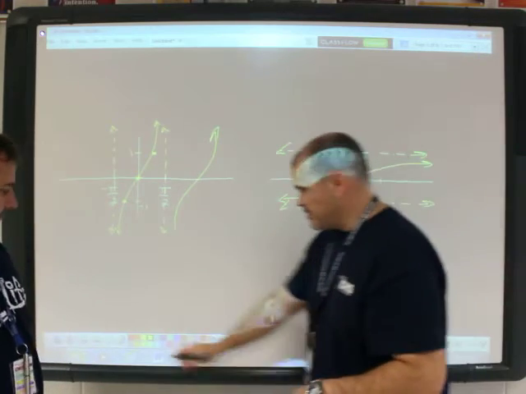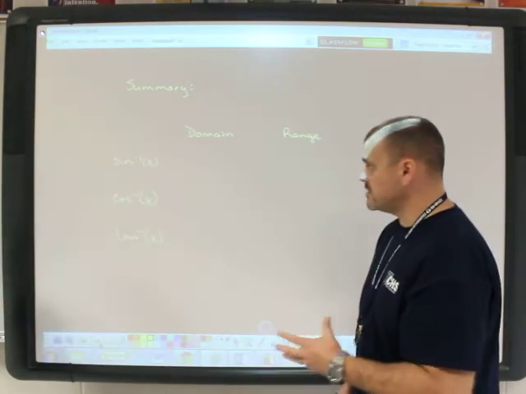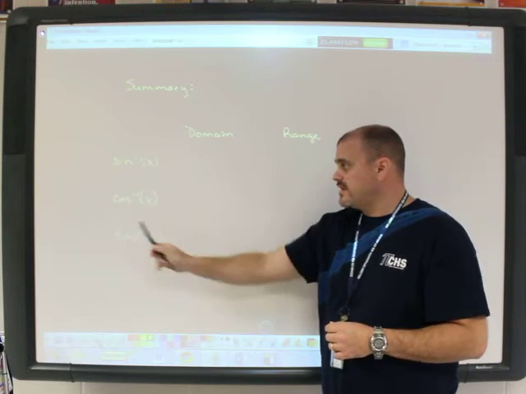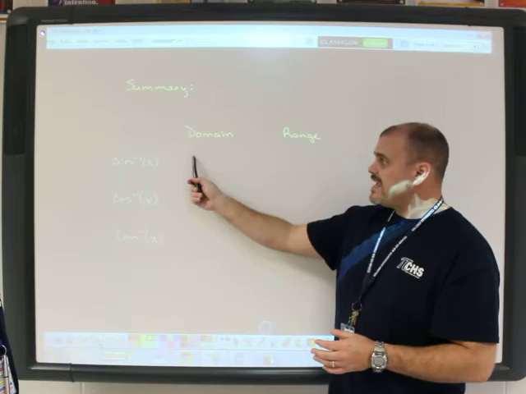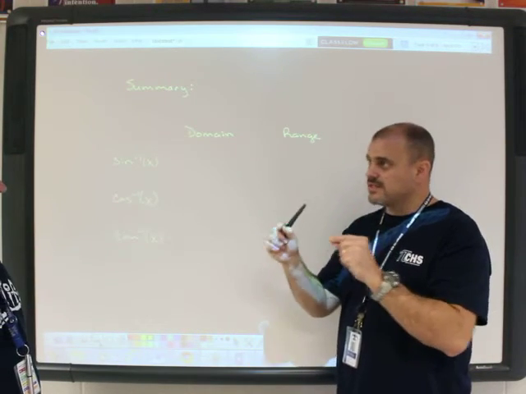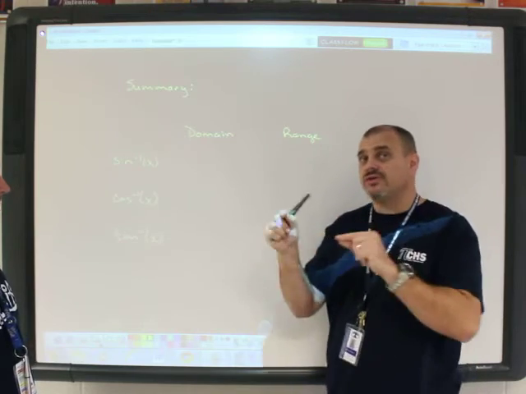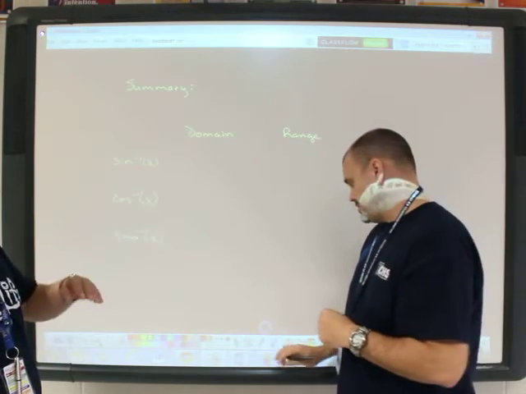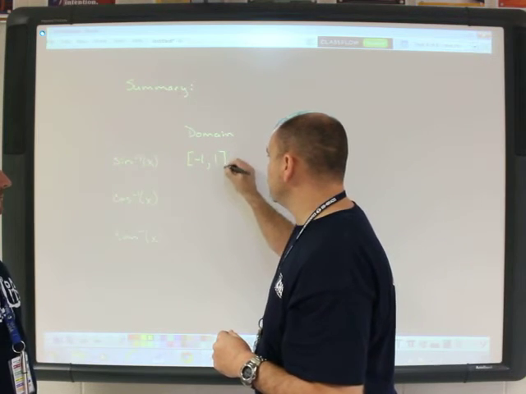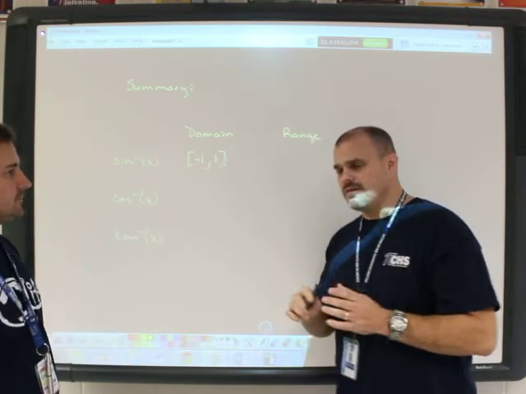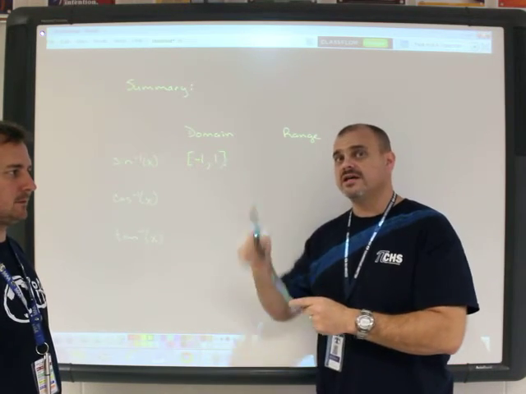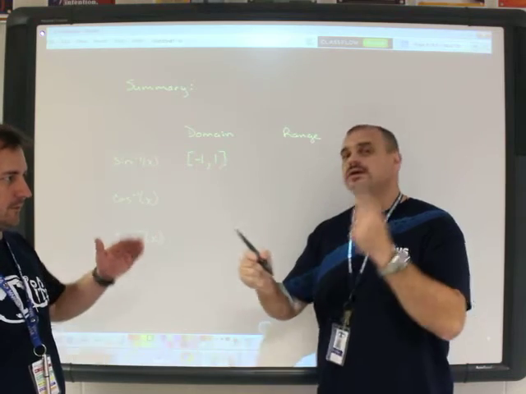So let's summarize here. Here's the summary. Notice the inverse notation on sine x, cosine x, and tan x. The domain of inverse sine x was the range of y equals sine x, which was -1 to +1 inclusive. But you remember on the original y equals sine x, we restricted the domain to negative pi over 2 to positive pi over 2.